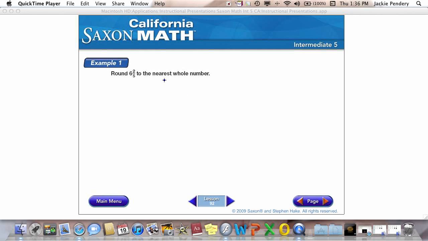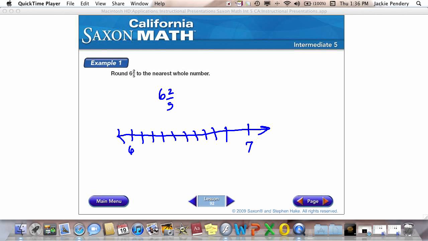There are two ways that I can think about this. Actually, there are three ways. The first way is to think about a number line, which we did last night. Here's my whole number 6, here's my whole number 7, 6.1, 6.2, 6.3, 6.4, 6.5, 6.6, 6.7, 6.8, 6.9. Okay, 7's a little far.